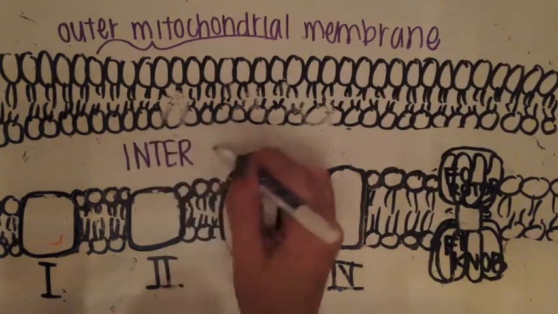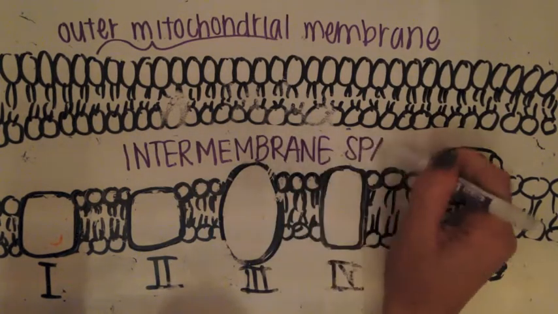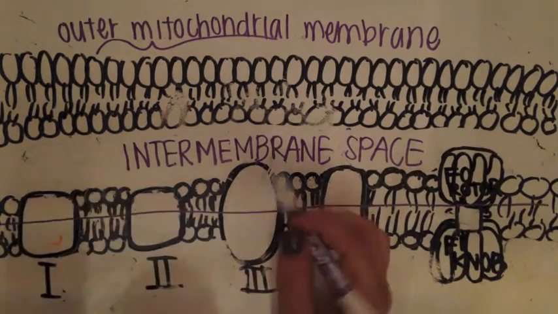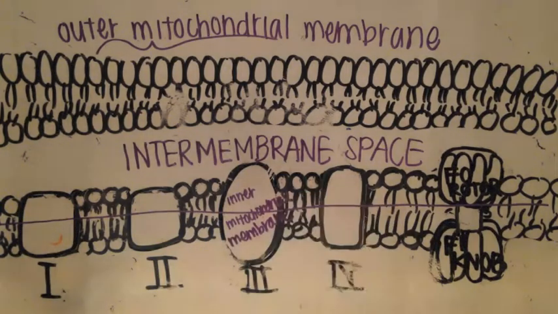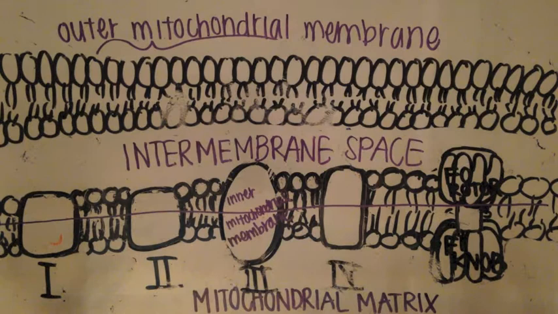The mitochondria has an outer mitochondrial membrane, an intermembrane space, an inner membrane, and the mitochondrial matrix, which is the inside of the mitochondria, whereas the intermembrane space is the space in between the inner mitochondrial membrane and the outer mitochondrial membrane. The outer mitochondrial membrane separates the mitochondria from its surrounding.